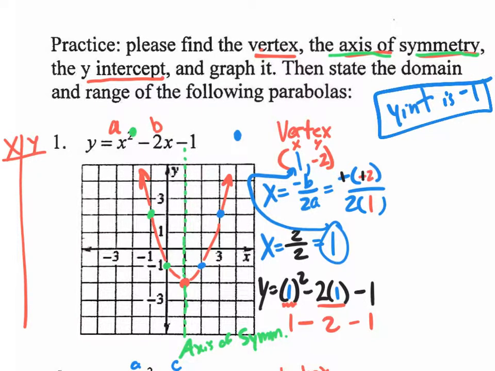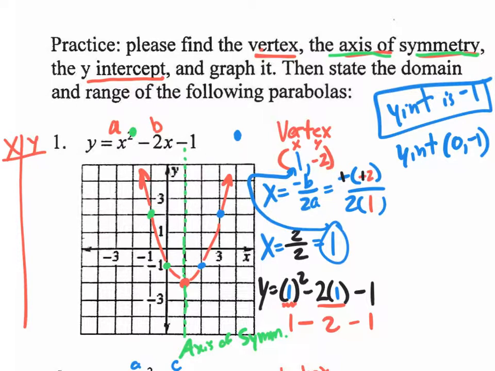So the y-intercept is -1. That's an answer. Box it in, circle it, whatever you want to do, just so we can see that answer there. Or you could have written it as a coordinate, y-int (0, -1). You could either just say the y-intercept is -1, or the y-intercept is the coordinate (0, -1). So on all of these, we need to state the y-intercept, okay?